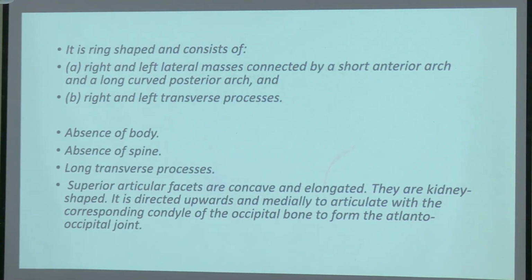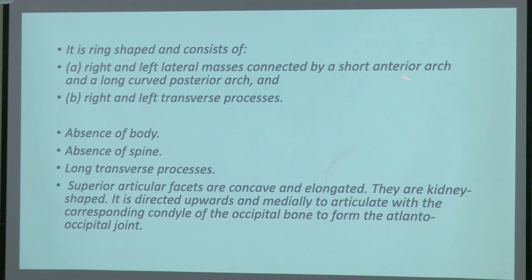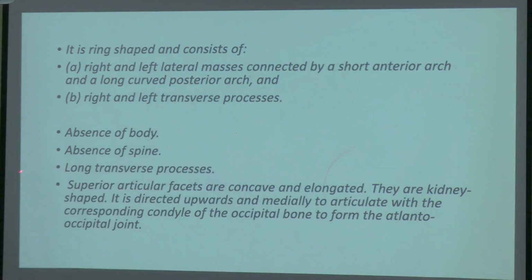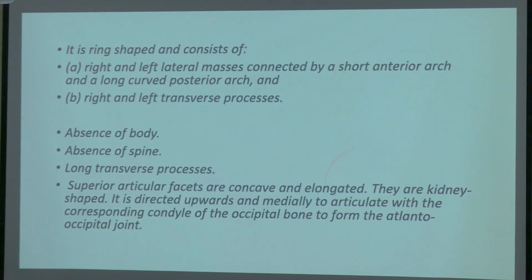What's the shape? You can see this is a ring shape. It consists of right and left lateral masses connected by a short anterior arch and a long curved posterior arch. The right and left transverse processes are present, I have shown you. What are the features? Absence of body, absence of spine, and relatively longer transverse processes.